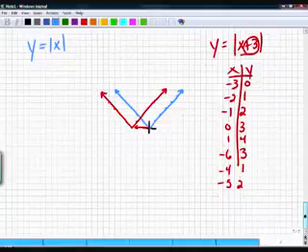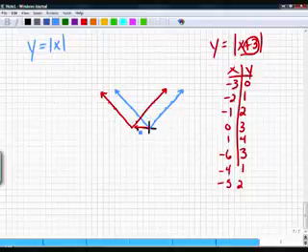What about your domain and range here? We're just looking at the red one. Domain: your graph goes to the right, your graph goes to the left. You can plug anything in that you want to, all real numbers.